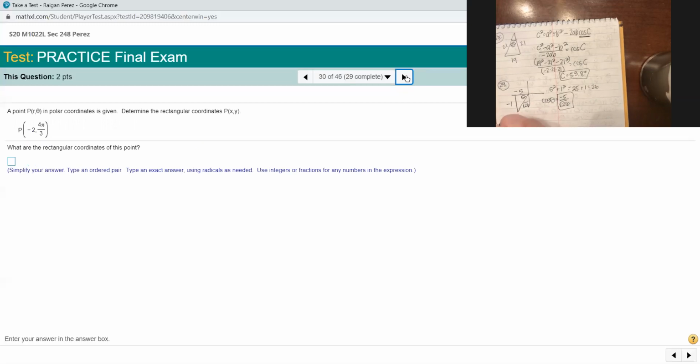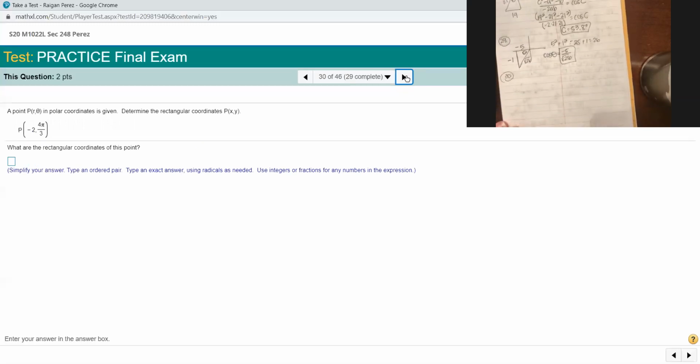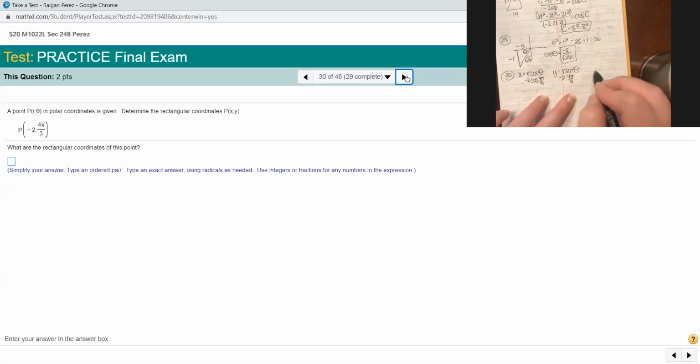All right, number 30. The polar coordinates are given, and we need to determine the rectangular coordinates. So remember, x is equal to r times cosine of theta, and y is equal to r times sine of theta. Our r is -2, and our theta is 4 pi over 3.